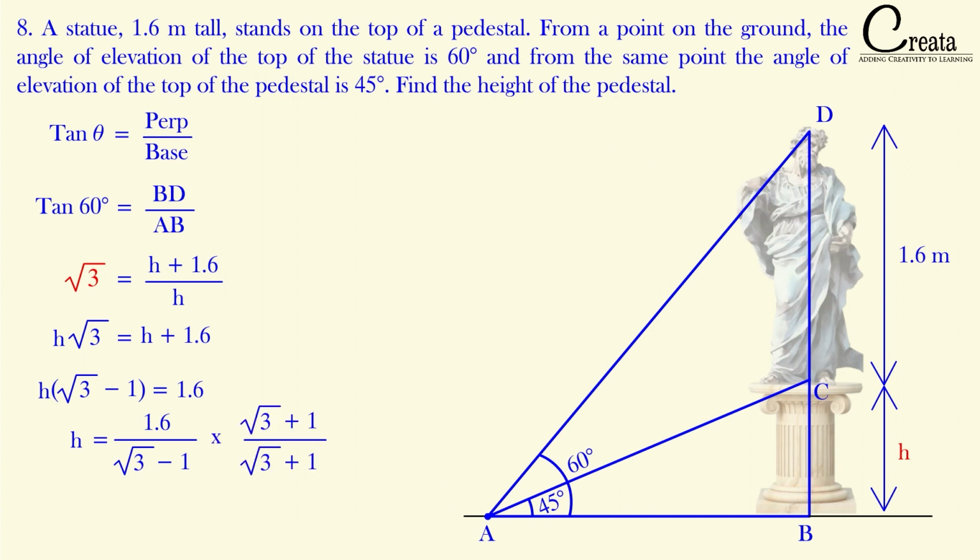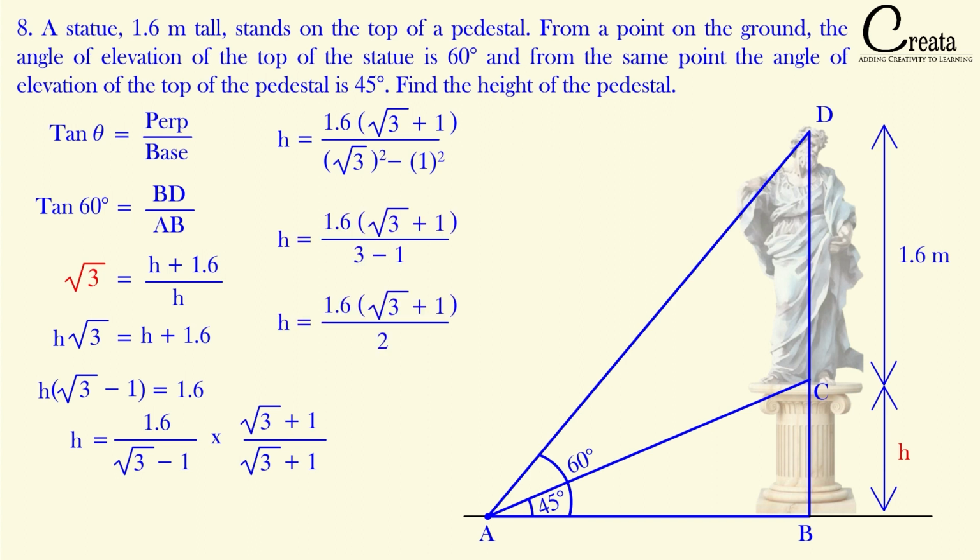Let's further solve it and multiply the numerator and the denominator by root 3 plus 1. Here root 3 minus 1 into root 3 plus 1 resembles (a minus b) into (a plus b), which is a square minus b square. That is root 3 square minus 1, which is 3 minus 1, which is 2. So we got h as 1.6 upon 2 into root 3 plus 1, which is 0.8 into root 3 plus 1. That is the answer, the height of the pedestal, 0.8 into (root 3 plus 1) meters. So this is the answer of this question. The better you are able to visualize it, the better you are able to solve it. So we are done with question number 8.